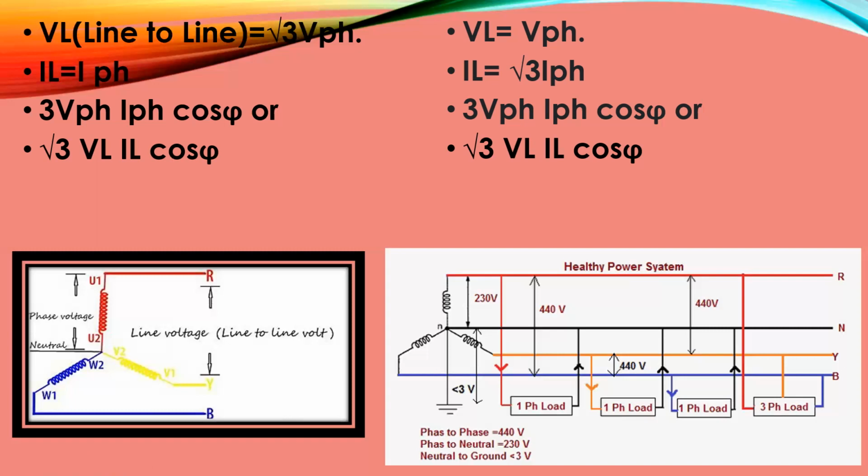Power, when we take phase, is 3 into V phase I phase cos phi. When we take line, it is √3 VL IL cos phi. That is common for both star and delta. So there is a difference in line current and line voltage between star and delta, but power is the same. In this diagram, we can see what the line voltage and the phase voltage are.